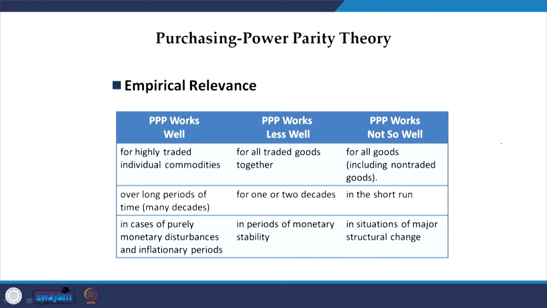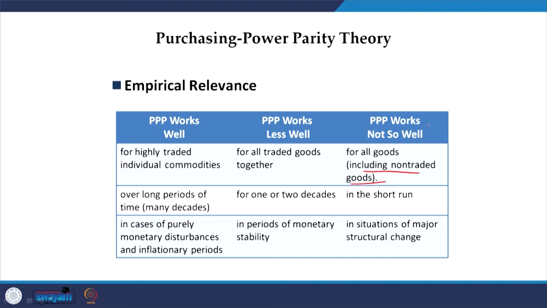This is due to inflationary changes. There are some empirical evidences of how PPP works better, works less well, or does not work so well. For highly traded individual commodities, PPP works much better. For all goods together it is just working on average. For all goods including non-traded goods, PPP does not work because prices are not being passed through to another boundary. Over a long period of time, the average prices are usually less fluctuating, so PPP works much better. In the very short run it does not work. That is a very good empirical relevance from Professor Salvatore's book.